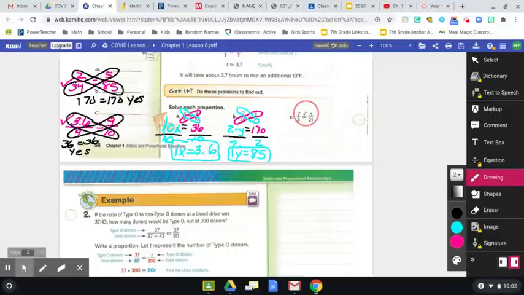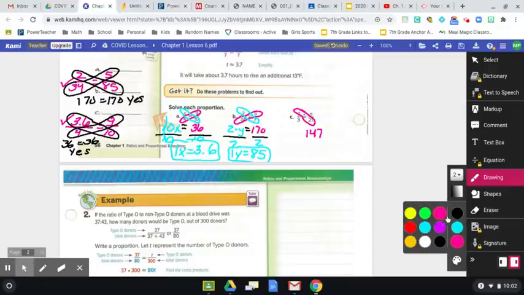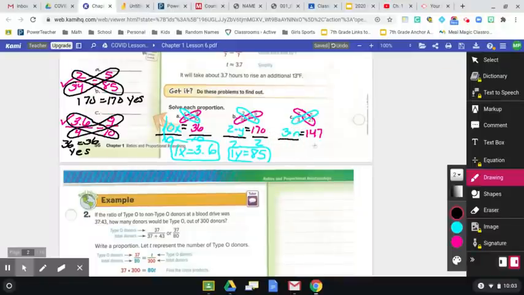So I'm going to start with my 7 times 21 here. 7 times 21, I get 147. In the other direction, I have 3 times n. And remember, the equal sign is in between. Solving equations, you're trying to isolate that variable. And so if I have 3 times n currently, I need to divide by 3. I need to get rid of that 3.